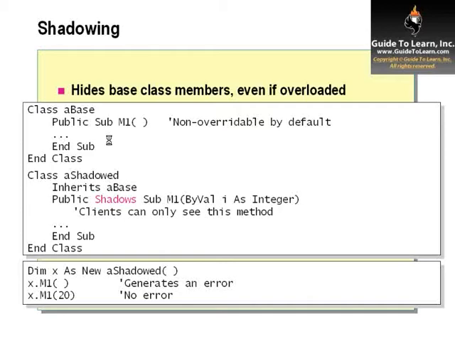In this scenario, as you see, the base class has a sub-procedure called M1. It's not overridable by default. And then you have a class called Shadowed. You're inheriting from the base class, and you say Public Shadows Sub M1, and you're implementing your own method. As you see, if you call M1 with no argument parameters, it's going to generate an error because you don't have any such function. You have shadowed it. They won't be able to take advantage of that M1. You're hiding that. You're enforcing the client to only use your M1 rather than the base class's M1.